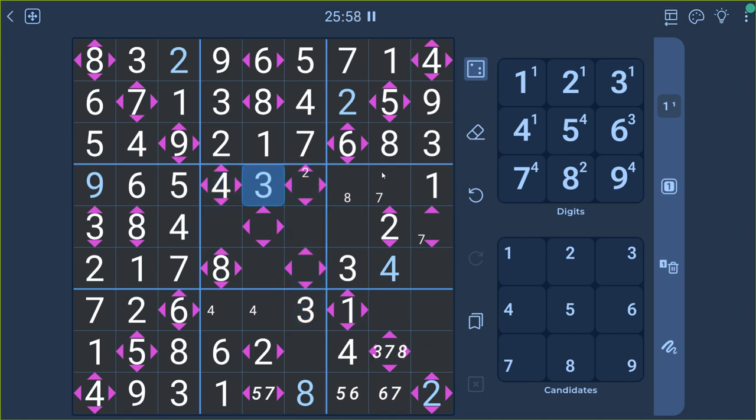What is left? Yeah, 4. Maybe a 4. That's all our 4s done. Actually, we've only got one left. So we're definitely going to be able to place that. Same for the 2. Same for the 3 over here.